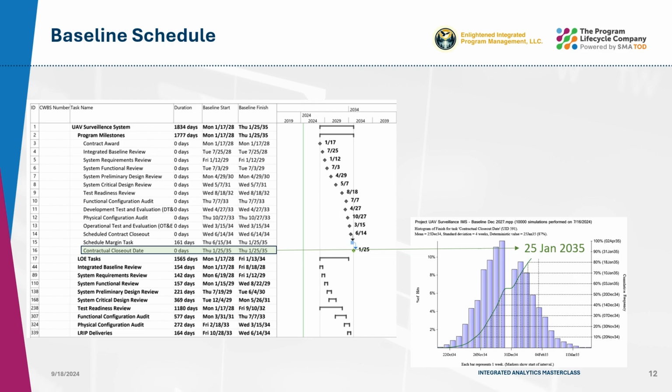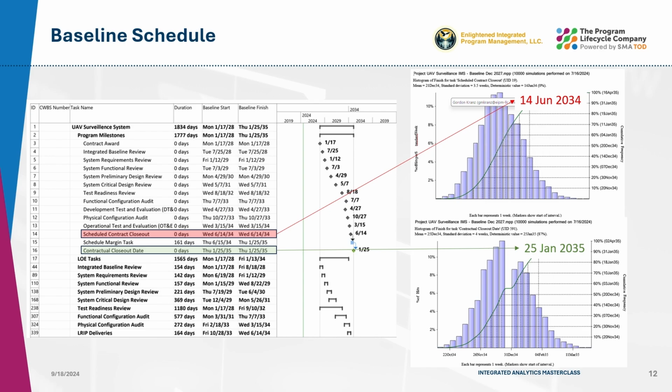To manage schedule risk, the program manager challenged the technical team to create a schedule that achieves contract closeout earlier, with a target of June 2034. We can see that the team developed a schedule to close the program by June 14th, 2034. Based on the risk indices put in by the technical team, the schedule risk assessment indicates a 0% chance of achieving the June 14, 2034 date.